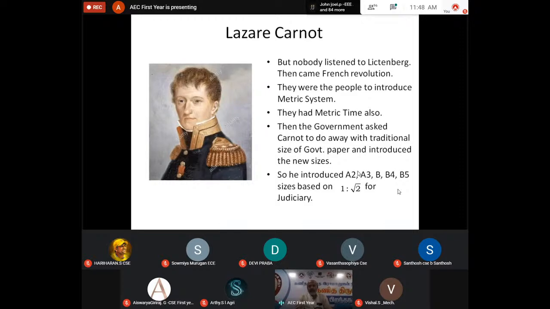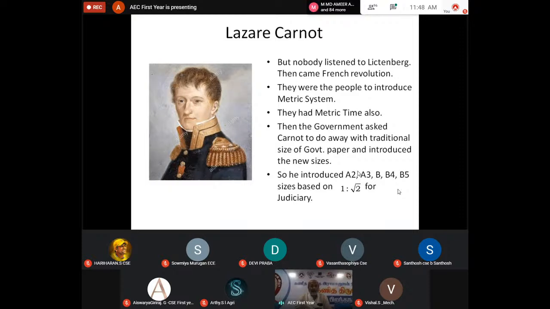When the French Revolution came, they wanted to do something new, and all the old things they wanted to do away with. That's why they introduced what we now call the metric system. In fact, for everything, metric, 10 times, 10 times, 10 times, etc. That is called the metric system. In fact, they had a metric time also. Subsequently, it just faded away.